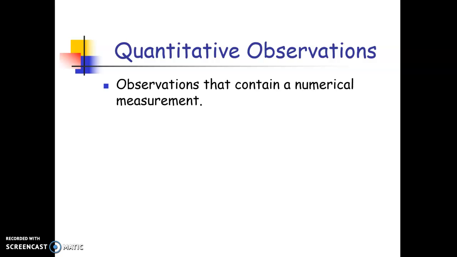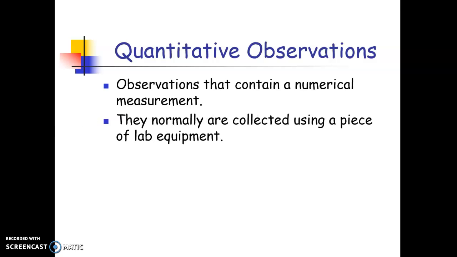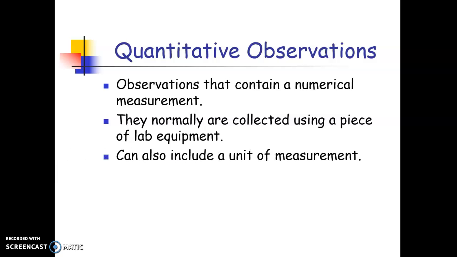Quantitative observations are observations that contain a number, numerical measurements. For example, normally they would use a piece of lab equipment, like taking the temperature of something, measuring the mass of something, or the distance, using a ruler to measure how long something is. So anytime you are using numbered data, that is a quantitative observation.